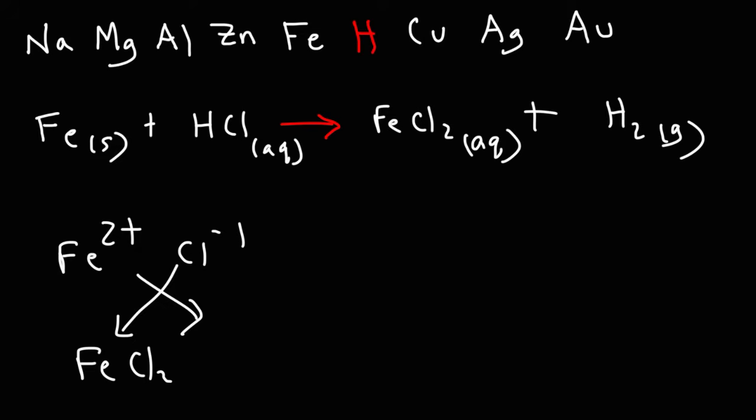Now what we need to do is balance the equation. We could put a 2 in front of HCl so that we have 2 hydrogen atoms on both sides of the equation. If we do that, everything is balanced. Notice that we have 2 chlorine atoms on both sides as well.